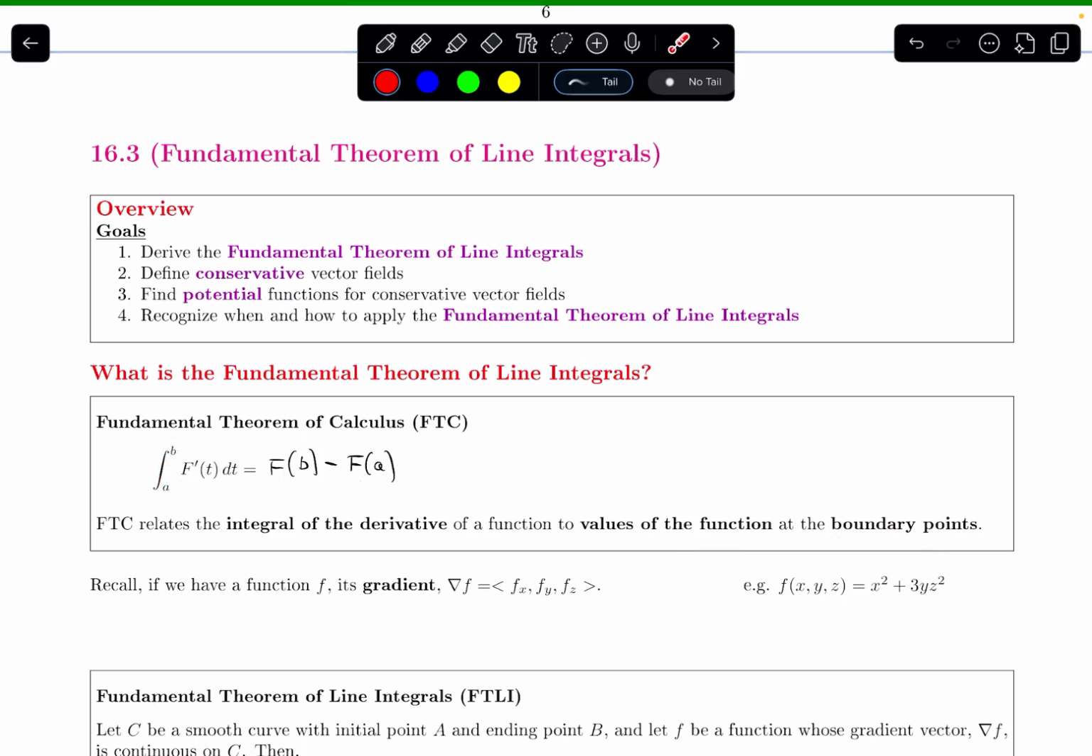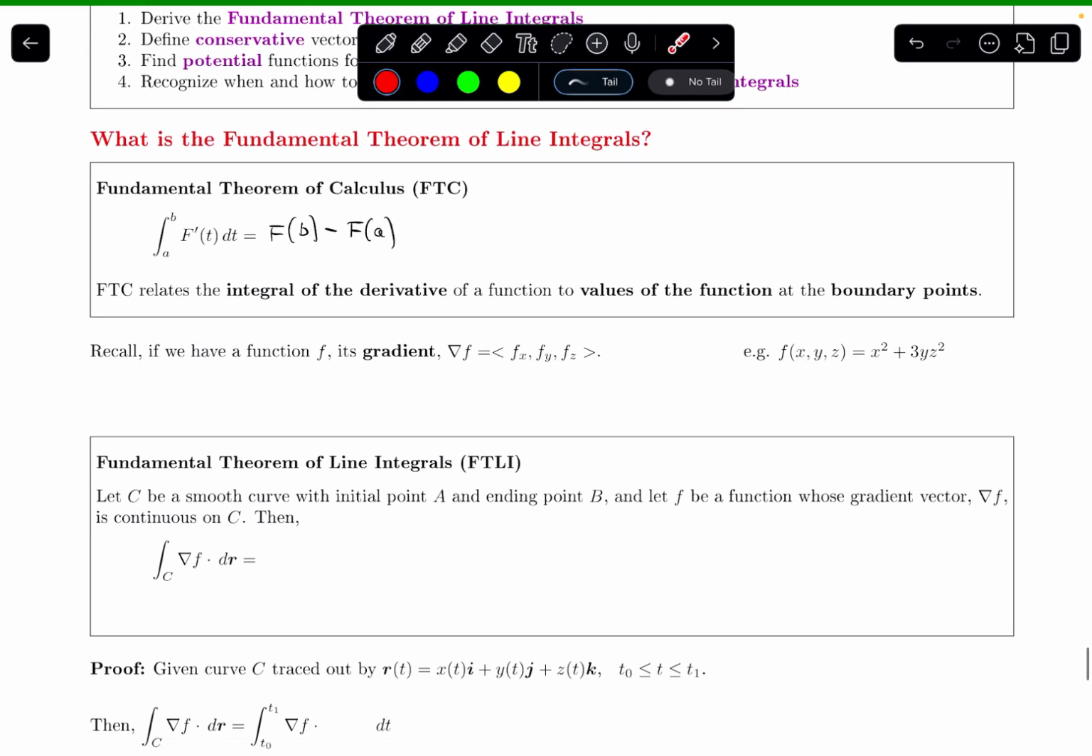So there's a version of this for multivariable functions. So first I need to recall what's called a gradient of a function. So remember the notation for that is I write this kind of upside down triangle and then I put my function f. And the gradient is a vector where the entries are all partial derivatives. So this fx means the partial derivative of f with respect to the variable x. And similarly for this next partial with respect to y and the partial with respect to z.